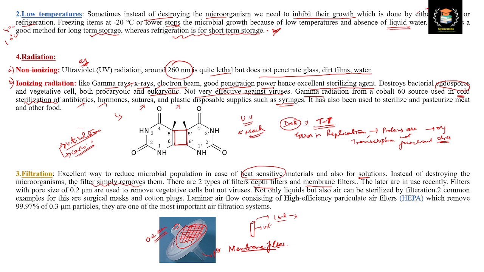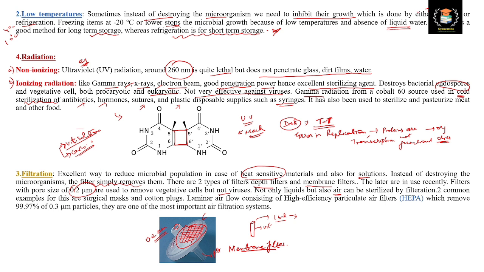Filters with pore size of 0.2 micrometers are used to remove vegetative cells but not viruses. Viruses can pass through these membrane filters. If the filter is about 0.2 micrometers, the bacterial cells, the vegetative cells, get filtered, but the viruses are not filtered. They pass through and they will be in your solution. These filters are also used to sterilize air.